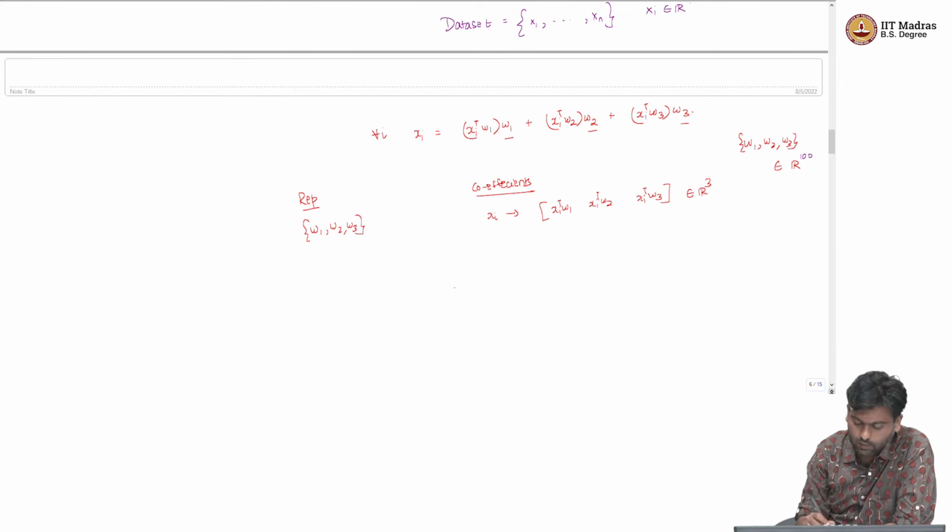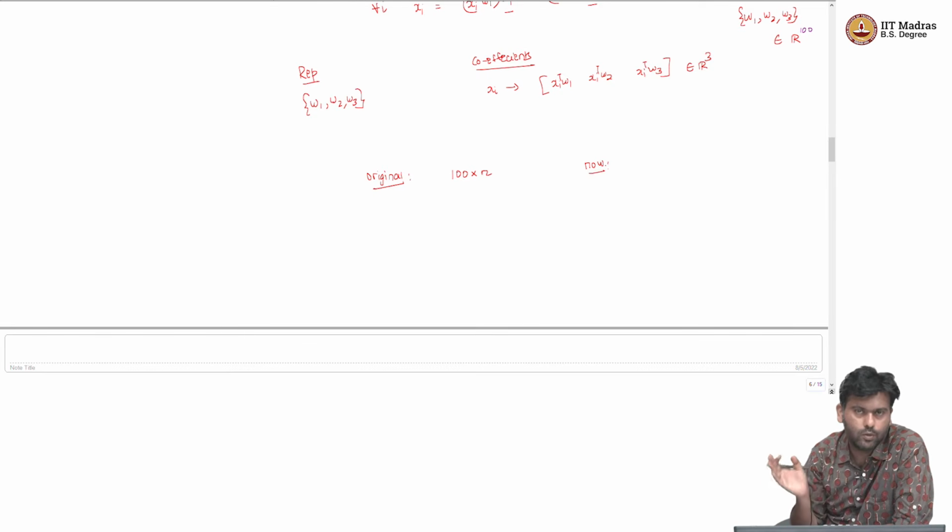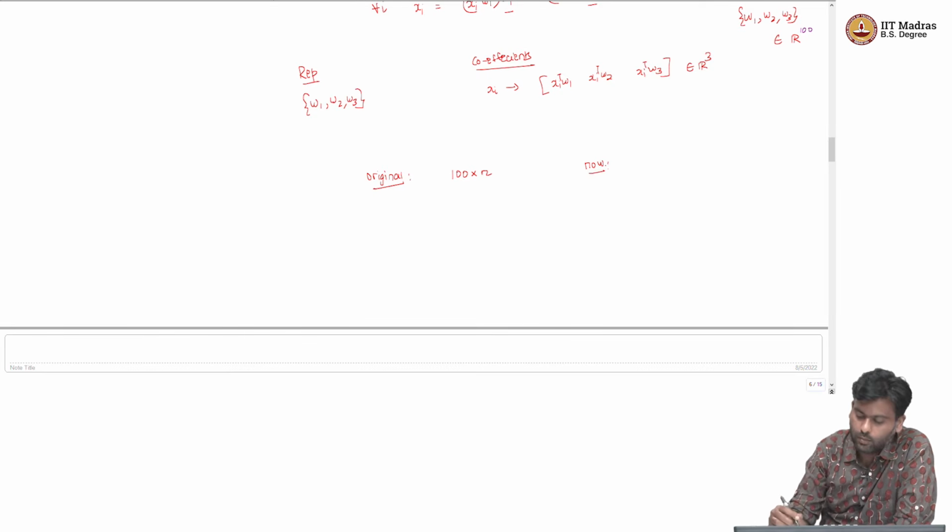So, initially we had 100 dimensional data points, n of them. The naive way to store these would be 100 into n numbers that are needed to store. Now, because of the observation that after 3 rounds the residues all become 0, it means that for the representatives you need 3 into 100, for w1, w2, w3, plus for each data point you only need 3 numbers, right.